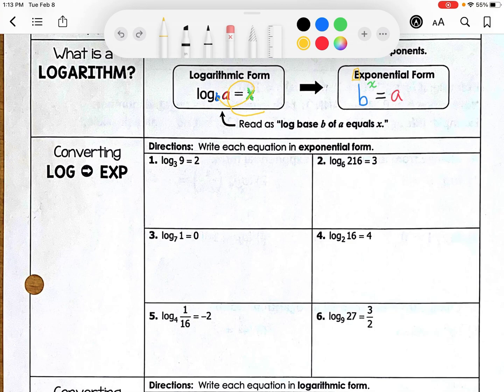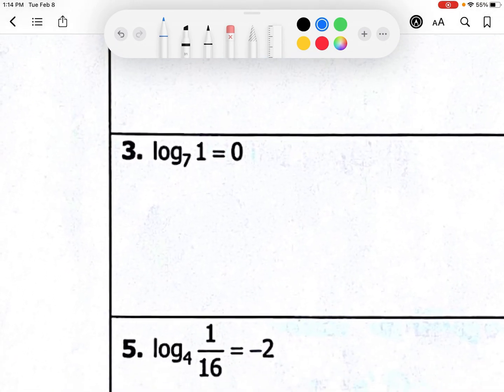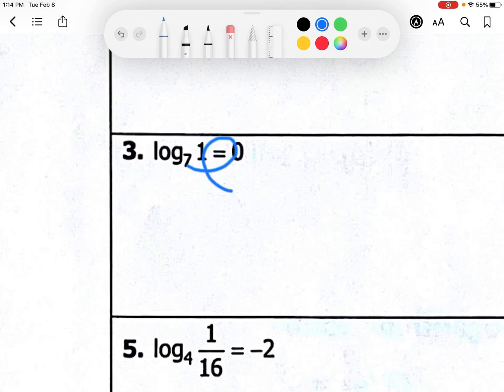Let's go ahead and do some examples going from log form to exponential form. Starting with number 1, I'm going to draw my e. 3 to the second power equals 9. And that's all you do. Log to exponential form. Let's do another one. Number 3, 7 to the 0 power equals 1. That's an accurate statement.